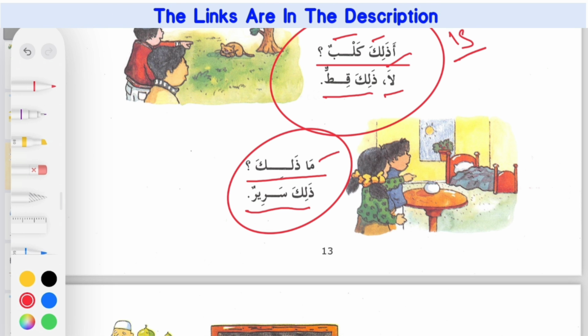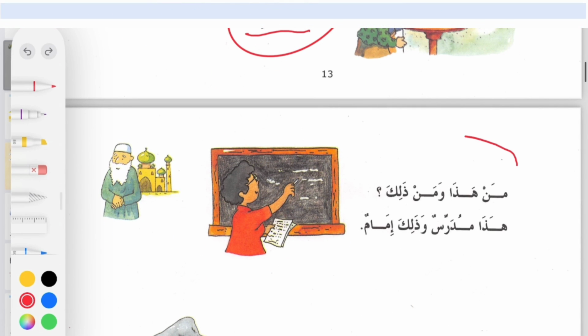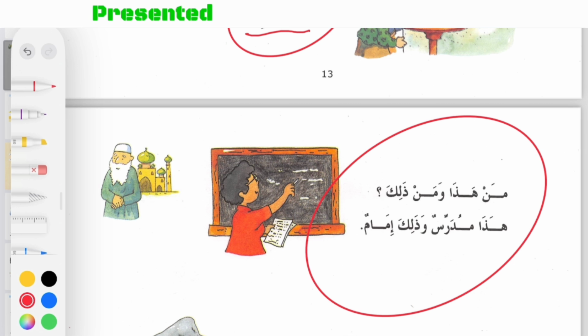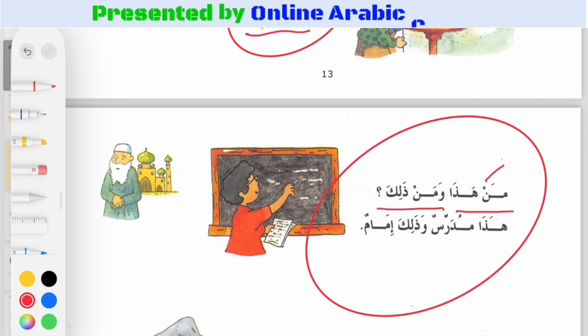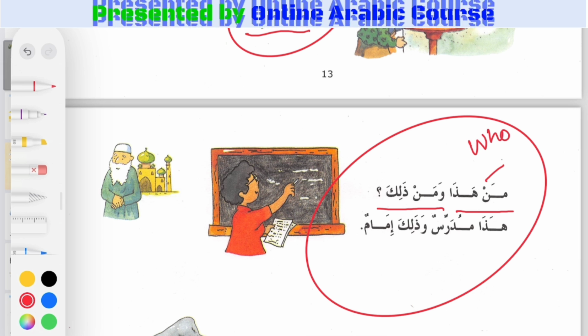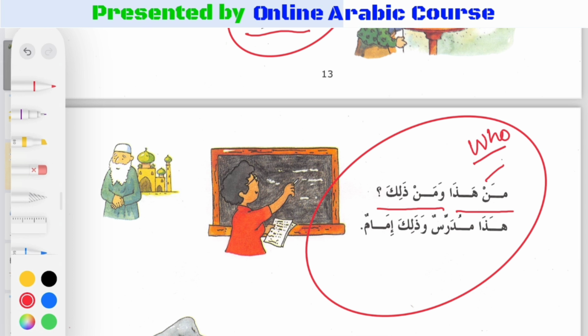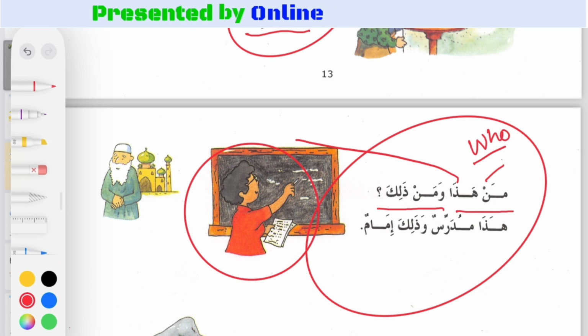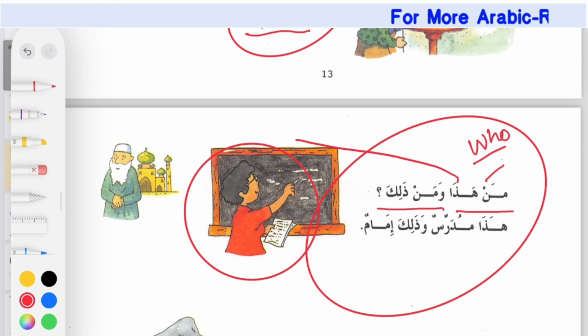That is a bed. And then we have this text. This one. Man hadha wa man dhalika. Man means who, W-H-O, who. Man hadha. Who is this? Hadha is pointing to this person, who is in front of the blackboard. Man hadha. Who is this?